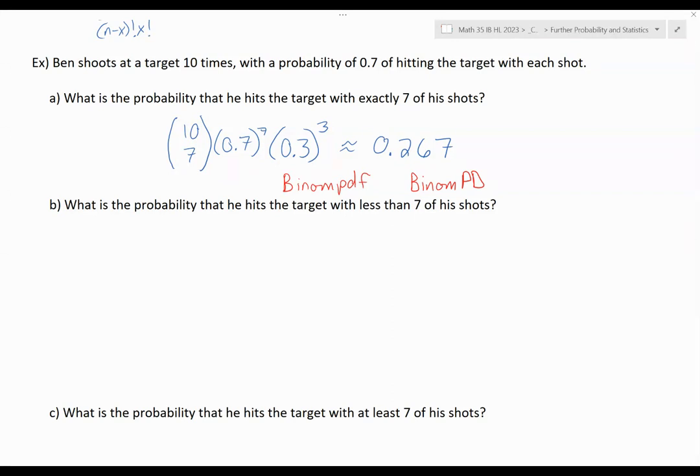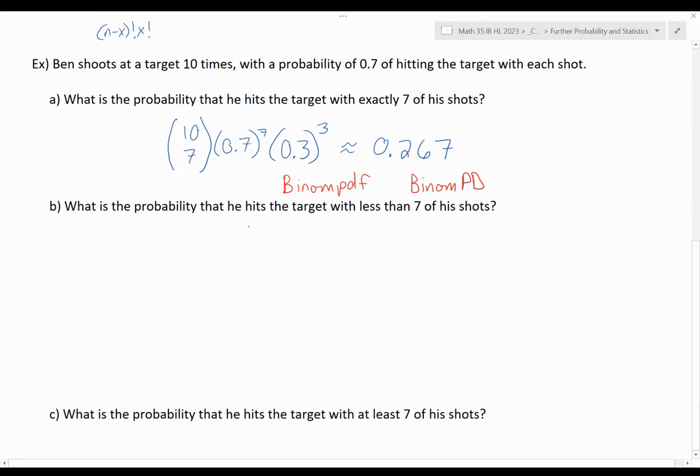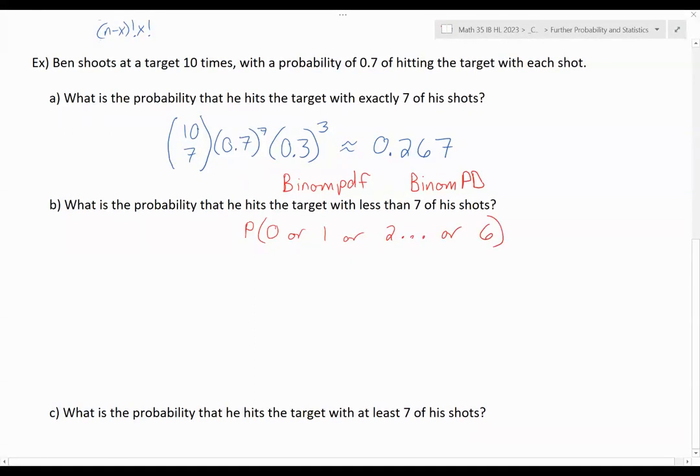So I have 10 trials. I have my probability of success, and I'm looking for 7 successes. What's the probability that he hits the target with less than 7 of his shots? Well, this actually is the probability of 0 successes or 1 or 2, etc., or 6, because less than 7 does not include 7. And for this, that's 7 separate calculations I would have to do using the formula or using binom PDF.